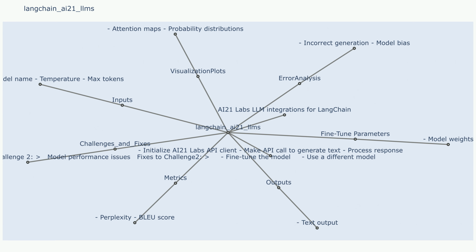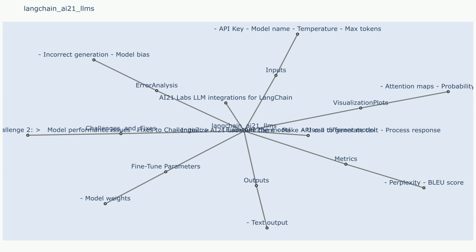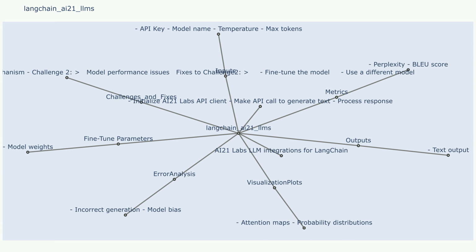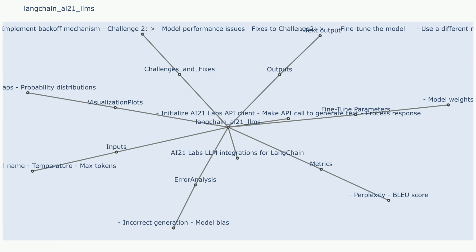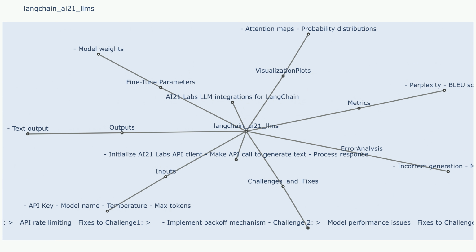Visualization plots. Visualization plot 1. Visualization plot 2. Fine-tune parameters. Parameter 1: temperature. Controls the randomness of the generated text. Higher values lead to more creative and unpredictable outputs. Parameter 2: top K. Limits the number of possible words considered at each step during generation, reducing the probability of unexpected or irrelevant words.